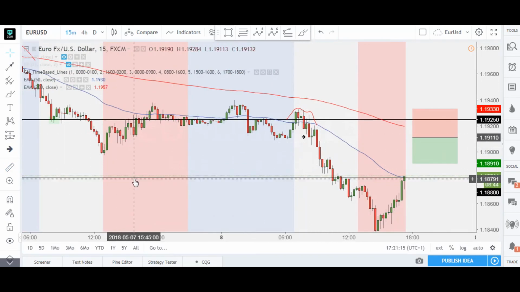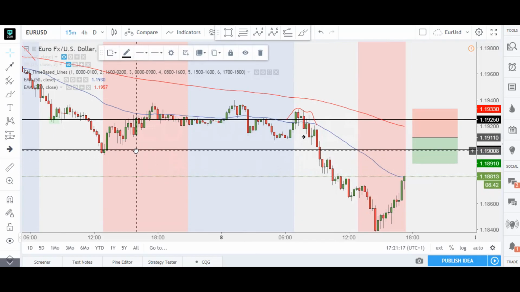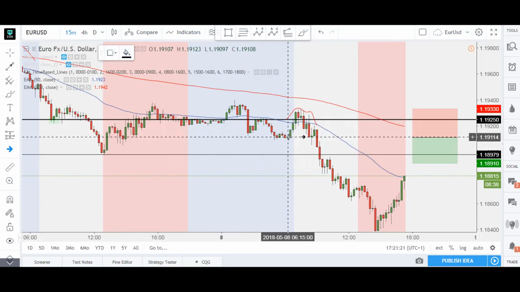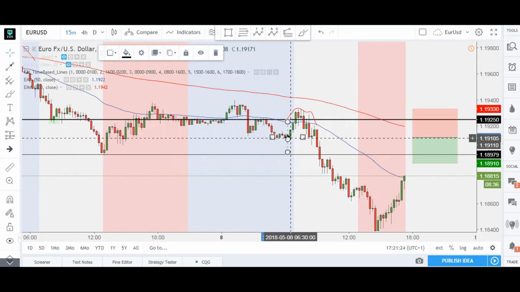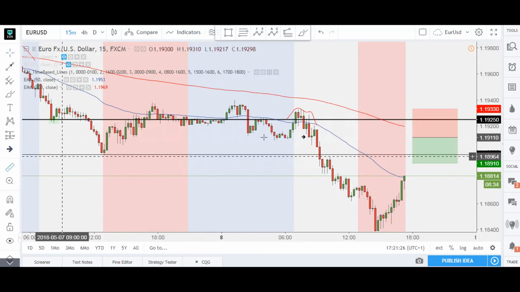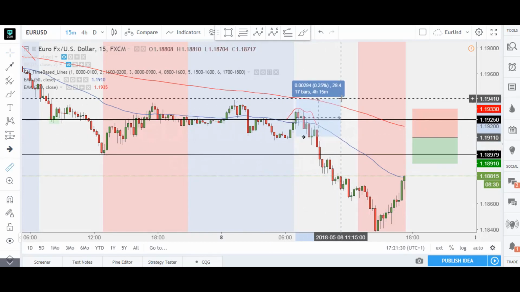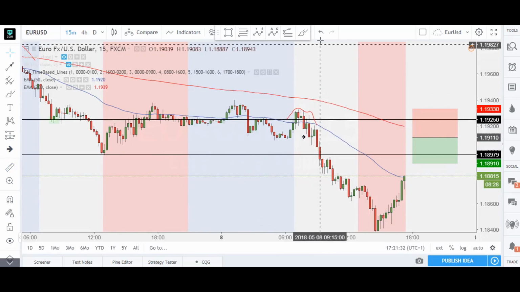But let's say there is a major key level around here, okay, and our entry is right here. We will not take this trade simply because we know that the market will just trend from our entry, hit this level and then reverse, okay? So we will avoid taking this.